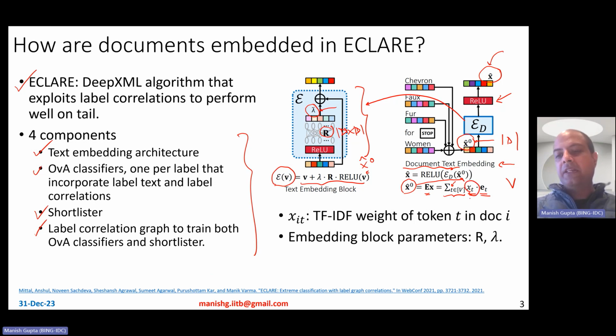This x_t here is, of course, the representation for the token t, and it's actually the TF-IDF weight of the token t in the document i. So that's that. Now, this entire embedding has two parameters to learn, which are R and lambda. And of course, you also have your embedding matrix E.